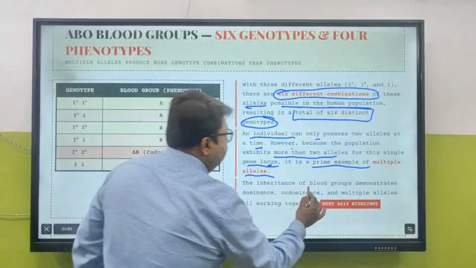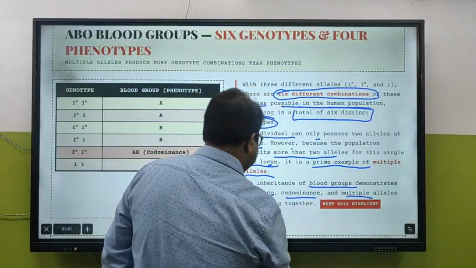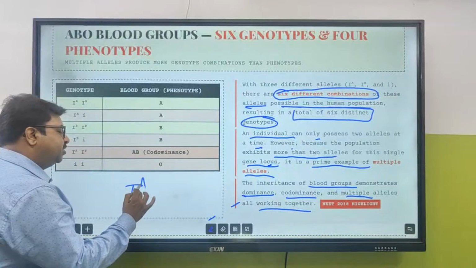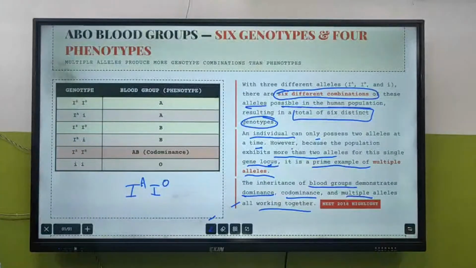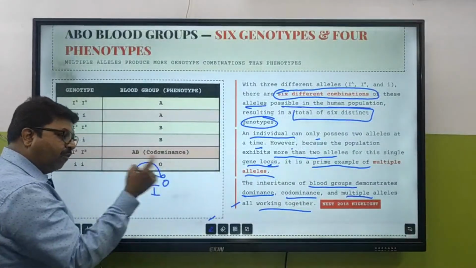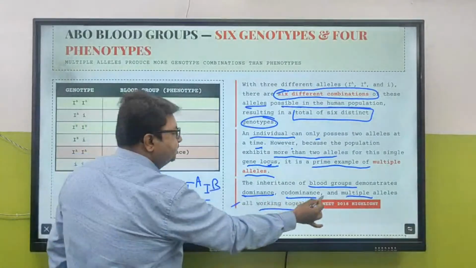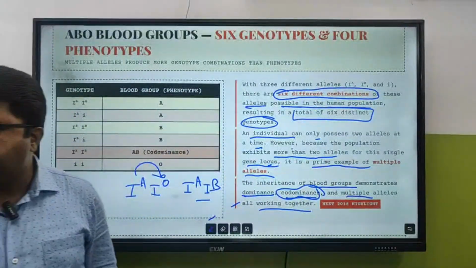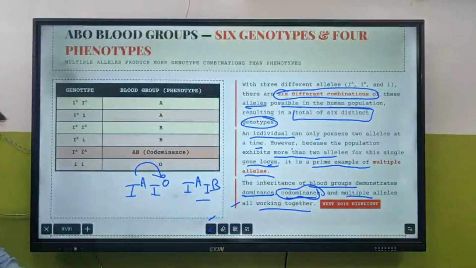The inheritance of blood groups demonstrates dominance, codominance, and multiple allelism all working together. Dominance, how? Proof of how it is showing dominance. IA, IO, who is dominant? A is dominant over the other, so it is showing the law of dominance. IA, IB is showing codominance. Multiple allelism, definitely 3 of them are working together. Is this clear? Next.